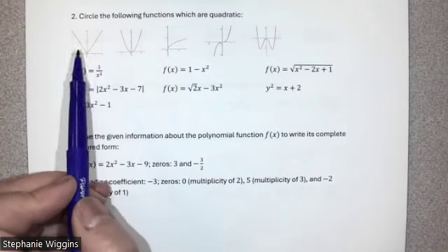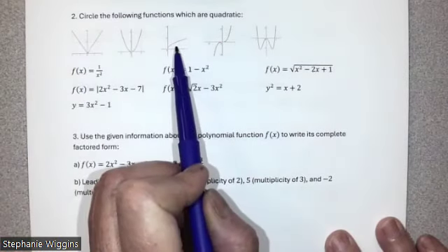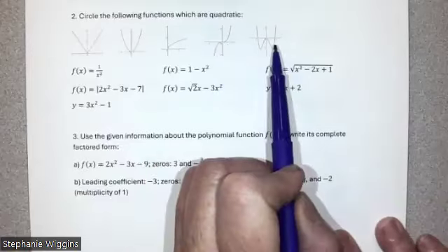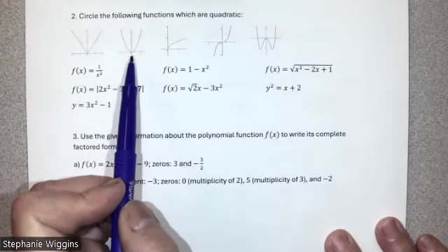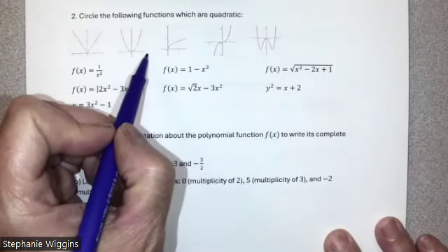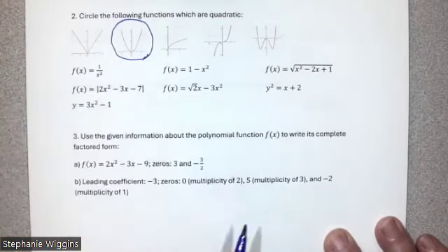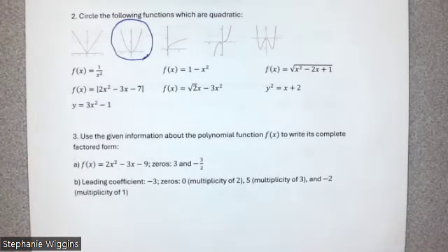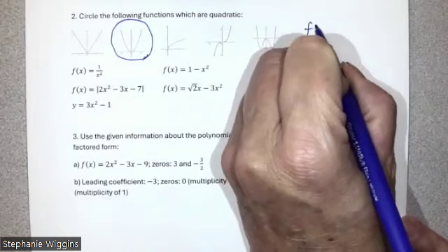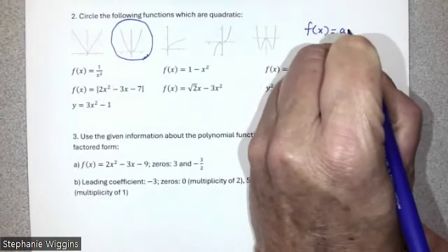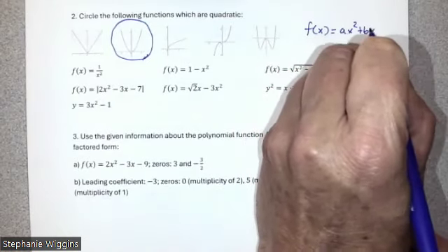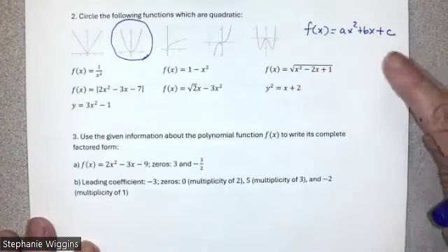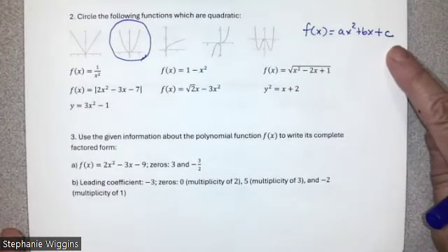So this is an absolute value function. Here we have a square root function. Here we have cubic, and here's quartic. This is the only quadratic right here. Quadratic functions are parabolas, and they're in the form of f of x equals ax squared plus bx plus c. So this is the form of a quadratic function.